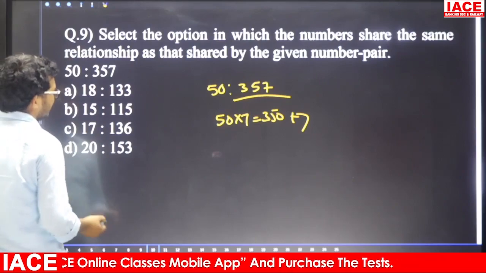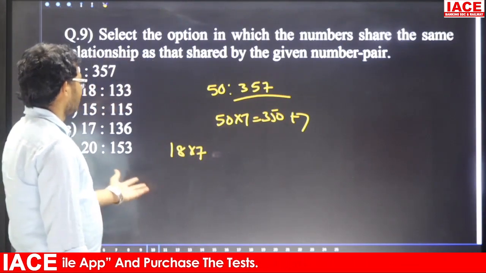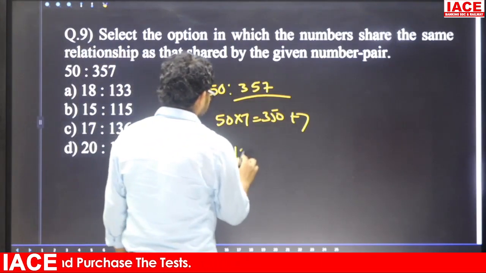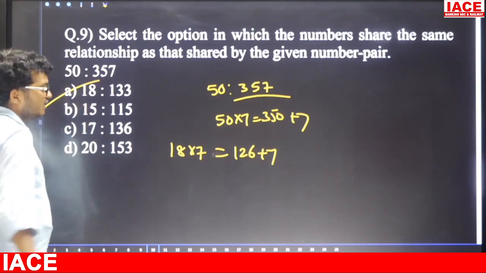Which of the following is there? Friends, suppose take here 18 into 7. 18 into 7 is 126. 126 plus 7 is 133. So the answer is option A only. So your logic is what?